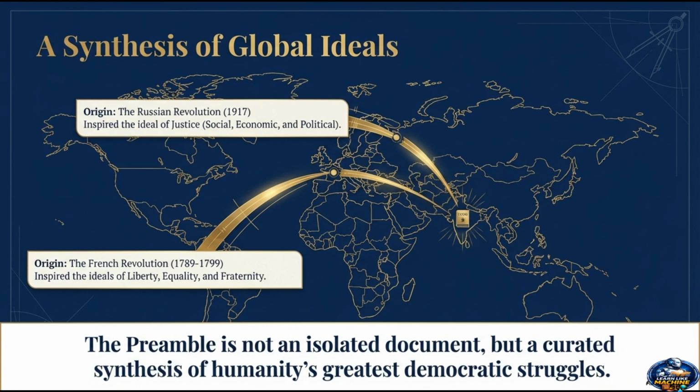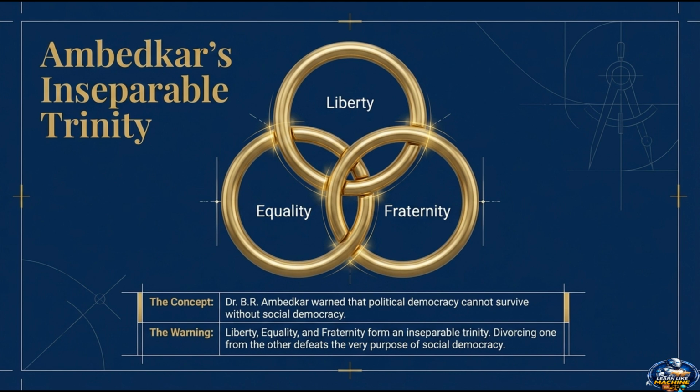The Preamble is a synthesis of global struggles. The ideals of justice came from the Russian Revolution, while liberty, equality, and fraternity were inspired by the French Revolution. Dr. B.R. Ambedkar articulated that liberty, equality, and fraternity form an inseparable trinity. Separating any one component undermines the very purpose of social democracy.